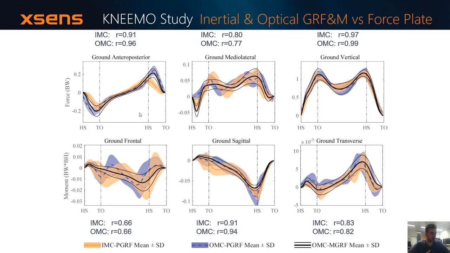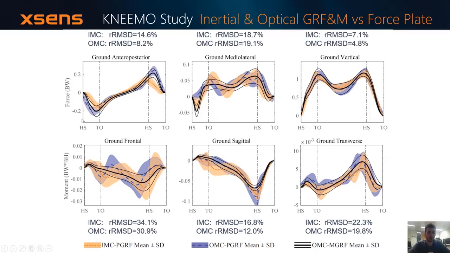And we observed here that all three models perform very similarly, and if we look at the Pearson correlation coefficients of the two predictive models, so the IMC and the OMC models versus the reference model, which contains the force plates, we observe that the Pearson correlation coefficients are very similar, with excellent correlations found on the vertical ground reaction force, sagittal ground reaction moment, and the anterior ground reaction force, as well as very strong correlations for the other three components, so for frontal, mediolateral, and transverse plane ground reaction force and moment.